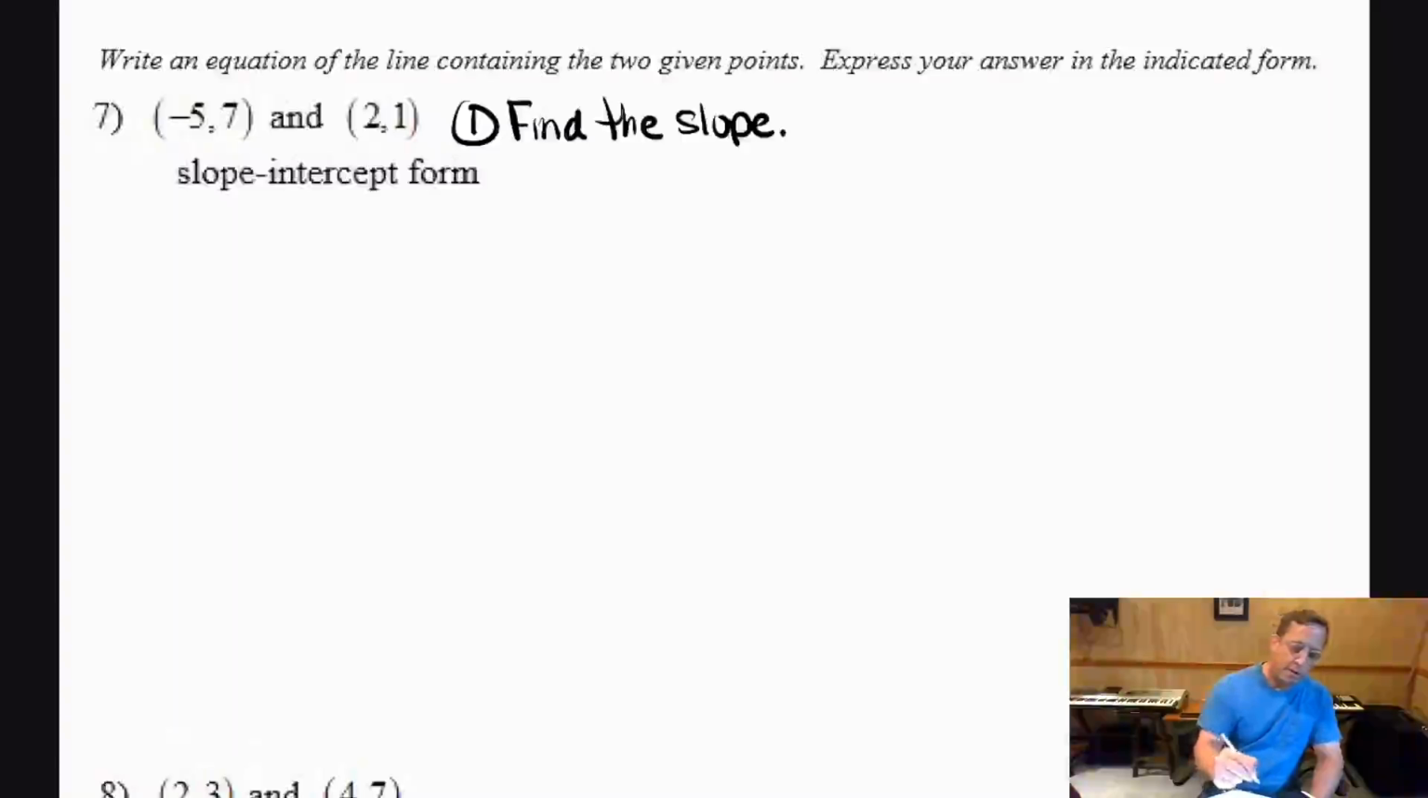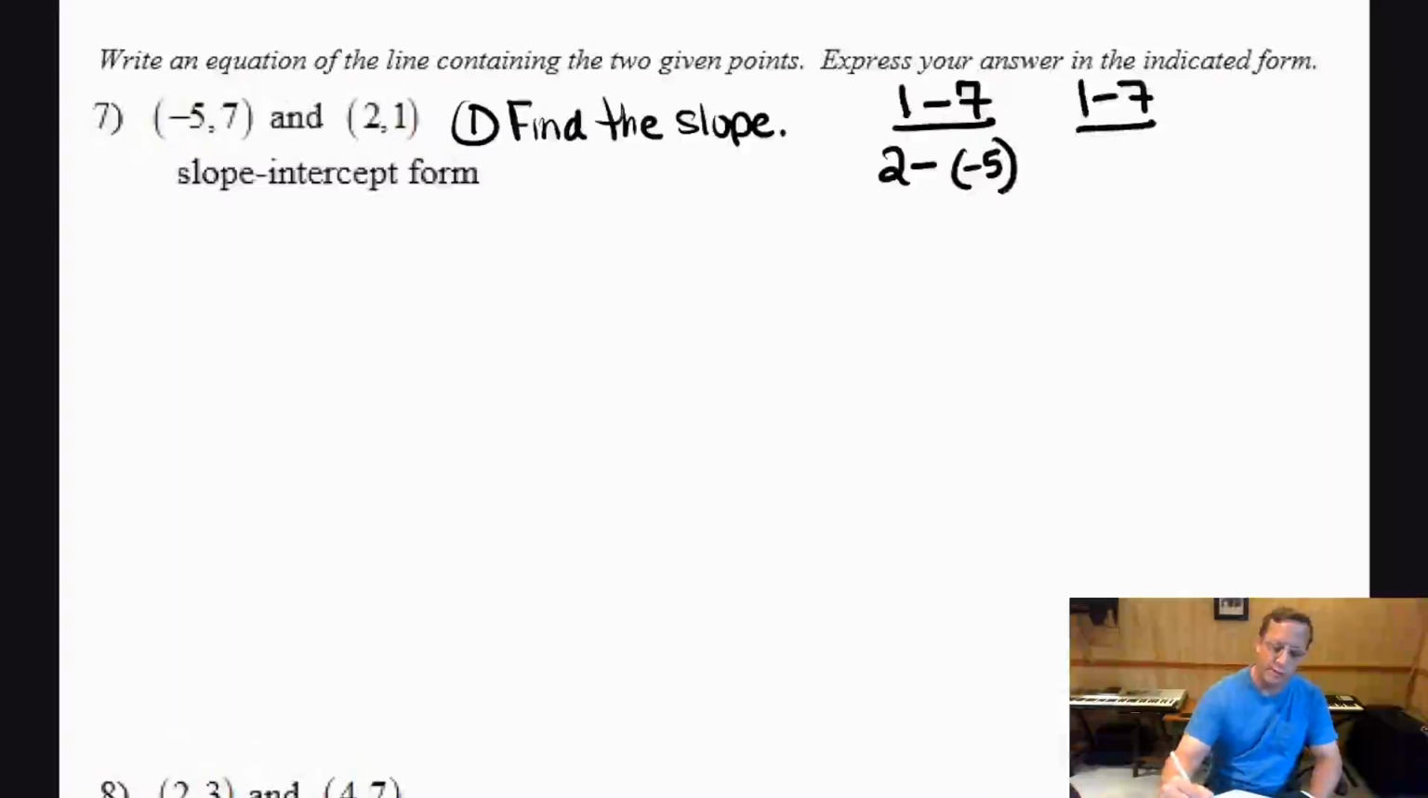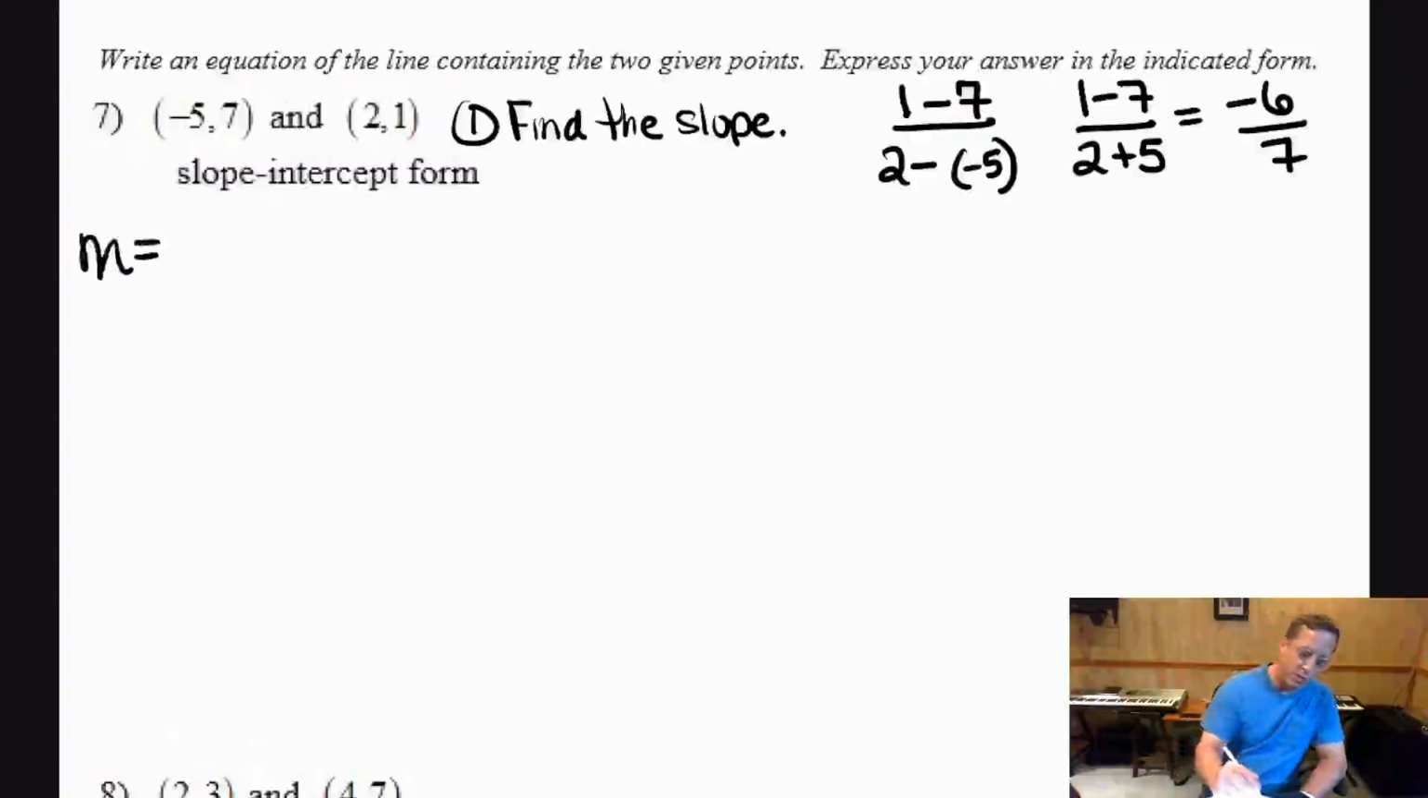So let's do 1 minus 7. That's the difference of the y's. 1 minus 7, and then 2 minus negative 5. That's the difference of the x's. 1 minus 7 doesn't really simplify. The bottom becomes 2 plus 5. 1 minus 7 is negative 6. 2 plus 5 is 7. So there's the slope that we're going to use. So the slope is negative 6/7.